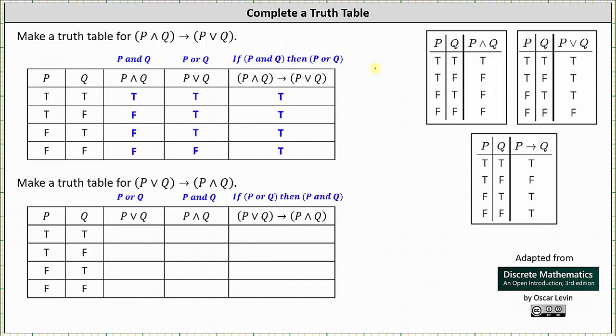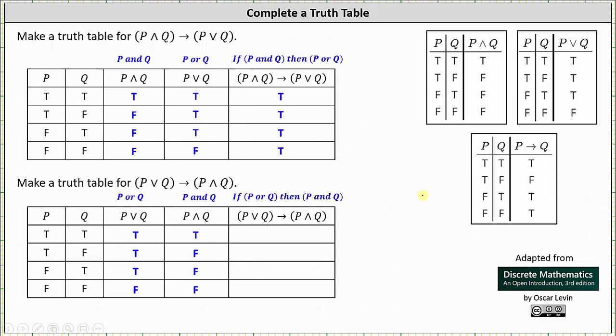Next, we're asked to make a truth table for the implication in which we interchange the hypothesis and conclusion. We want to make a truth table for if P or Q, then P and Q. We already know the column for P or Q from above is true, true, true, false, and we already know the column for P and Q from above is true, false, false, false.